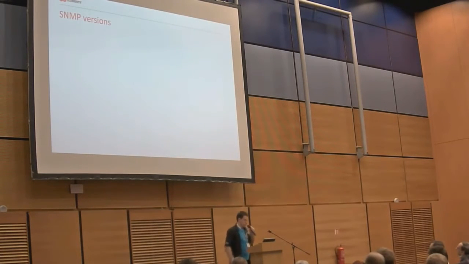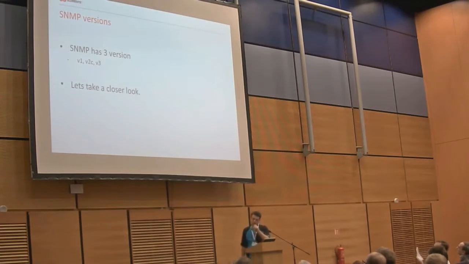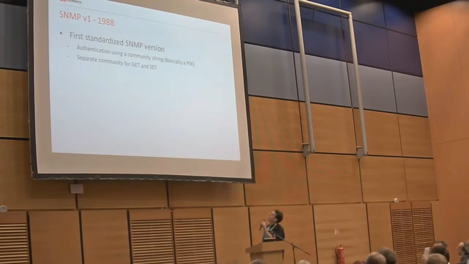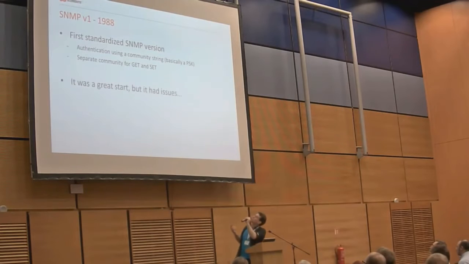So let's get a bit more technical. There are 3 versions of SNMP, version 1, version 2C, and version 3. So let's take a closer look at these 3 versions. So SNMP v1, and on purpose I put a year there, SNMP version 1 is from 1988. I guess most of the people here were born in that year already, but that's pretty old. So that was the first standardized SNMP version.